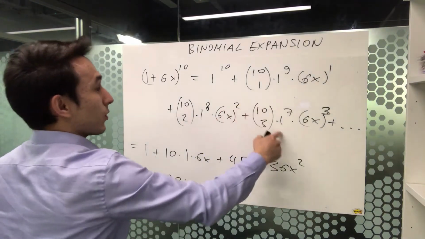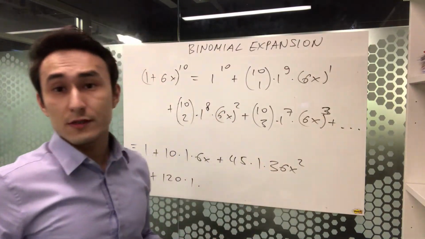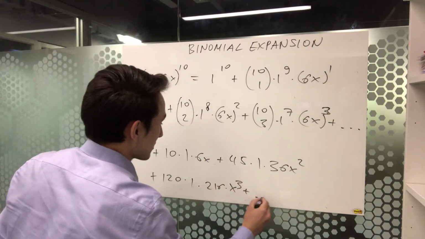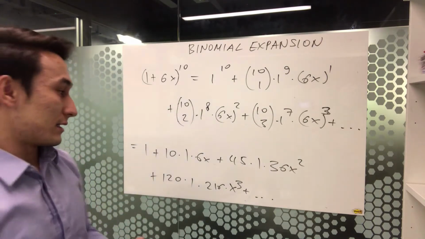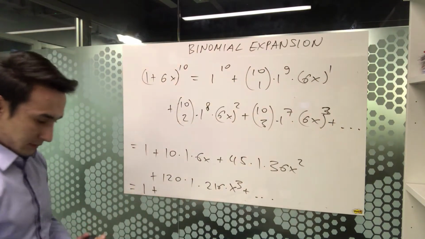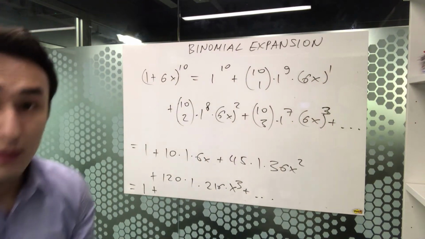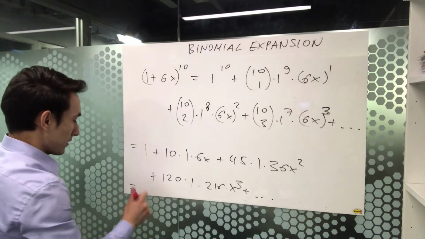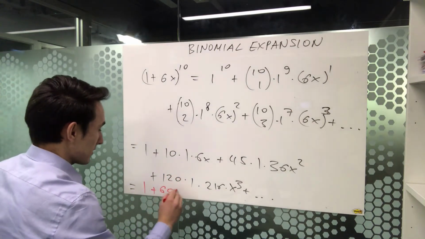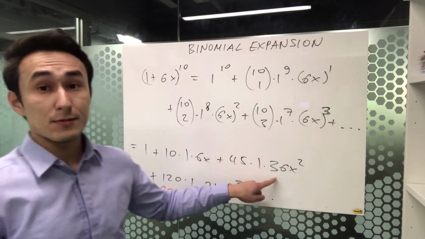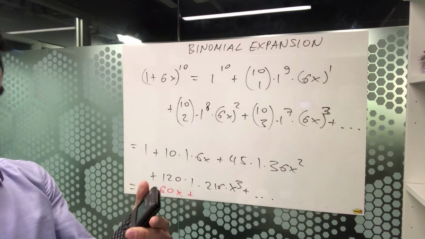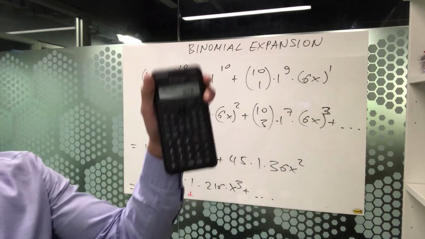120 times 1 times (6x) cubed. First of all, 6 cubed is 216 times x cubed plus dot dot dot. Okay, and finally we need to simplify this. So let's simplify. The final answer is 1 as the first term, and then plus, let me write it in red color, 1 plus 10 times 1 times 6x is 60x, plus 45 times 1 times 36. Let me do it on the calculator. 45 times 36 is equal to 1620.